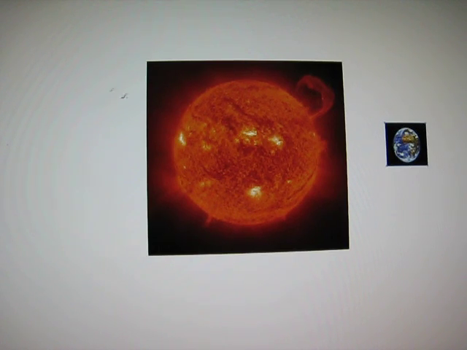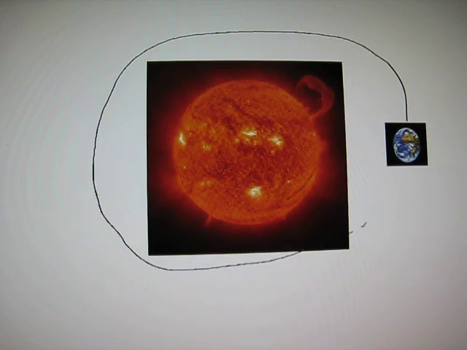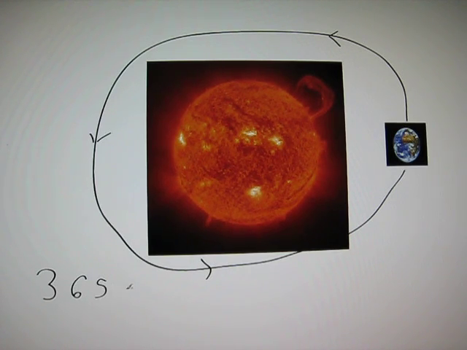The Earth revolves around the sun. So we say revolving as it goes all the way around from one end to the other. So it moves completely around the sun. And it actually takes about 365 days and 6 hours.